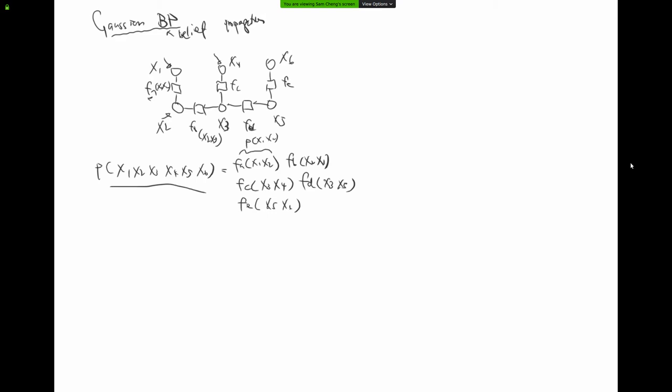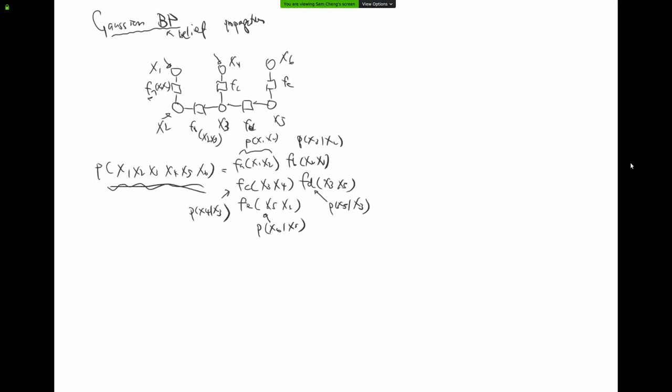So, for example, you can think of I pick FA as p(x1, x2). I can pick FB as p(x3 given x2), then these two multiply together with p(x1, x2, x3). And I can have FC as p(x4 given x3), FD as p(x5 given x3), and FE as p(x6 given x5). Then I multiply all these functions together and I will have this joint probability.